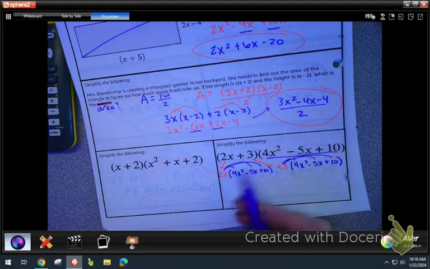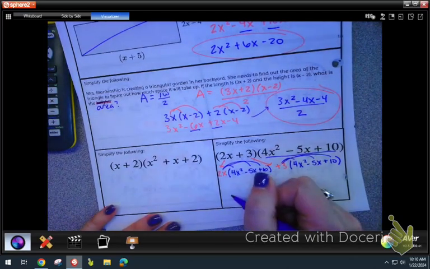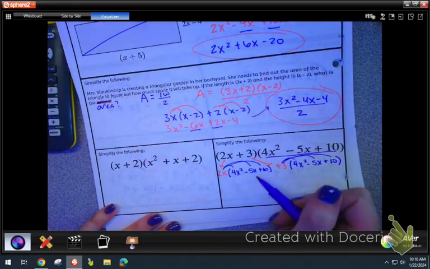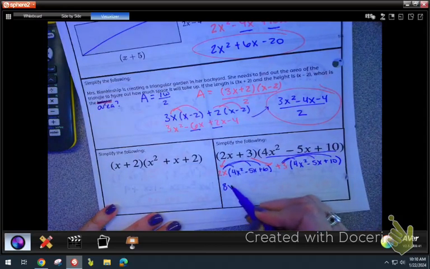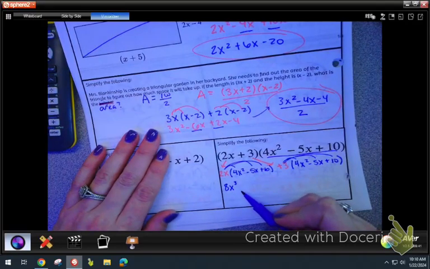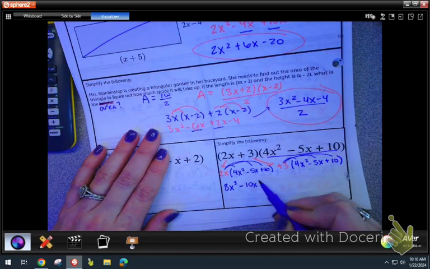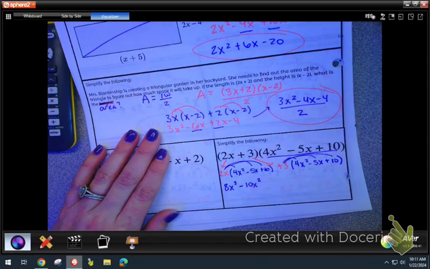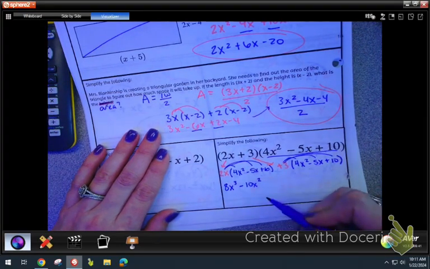2x times 4x squared. What'd you get? 8x to the third. Why is it to the third? Because you have to add those ones. And what is 2 plus 1? 3. Very good. 2x times negative 5x. Negative 10x squared. And then 2x times 10. What's 2x times 10?